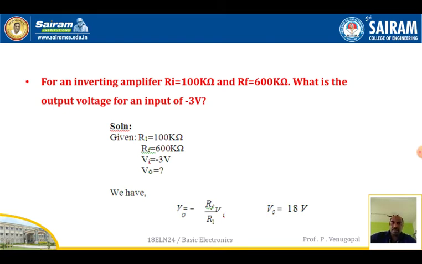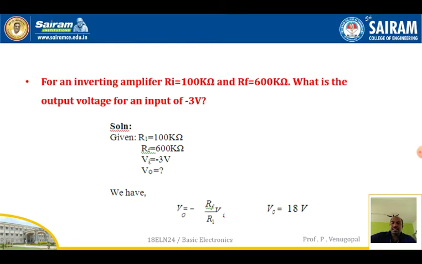For an inverting amplifier, R1 is equal to 100 kilo ohms and RF is equal to 600 kilo ohms. What is the output voltage for an input of minus 3 volts? Dear students, look here. Whatever the problem is, first write the given constants. Next, write the formula which can be used to find the required parameter. Suppose you forget the formula, just see the constants which are written and relate them. So you will get the formula.